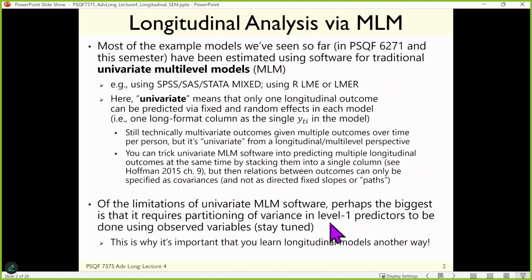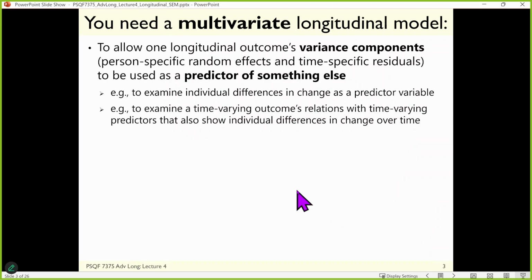And if you have a time varying predictor that itself changes over time, then multivariate is the only way to go. It doesn't work otherwise. So you need a multivariate model if you want to have one outcome's variance components be used as a predictor of something else.